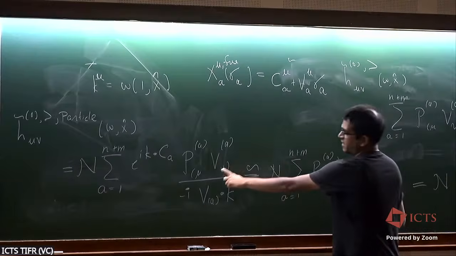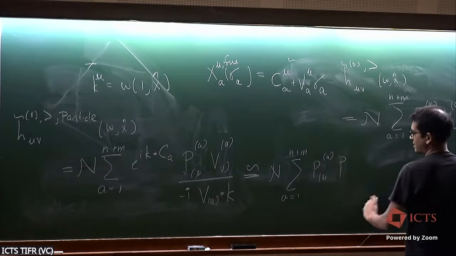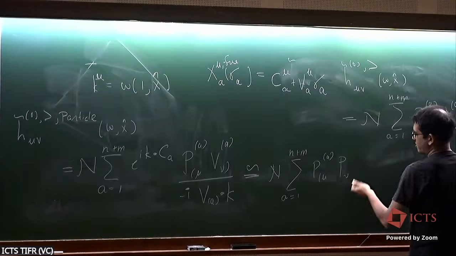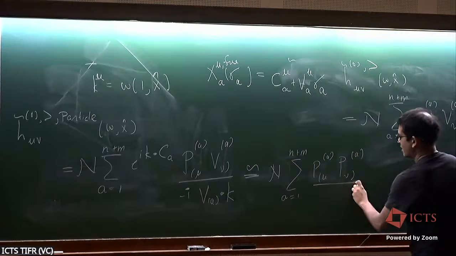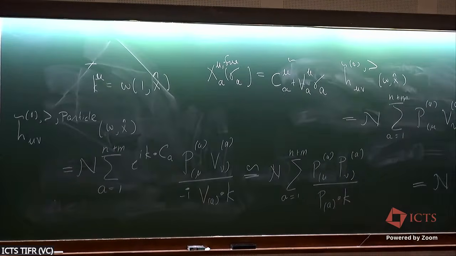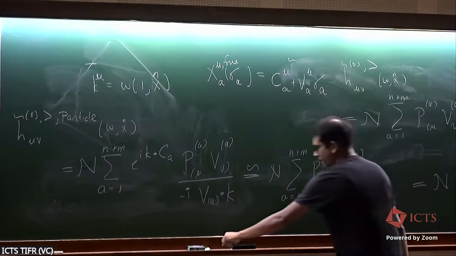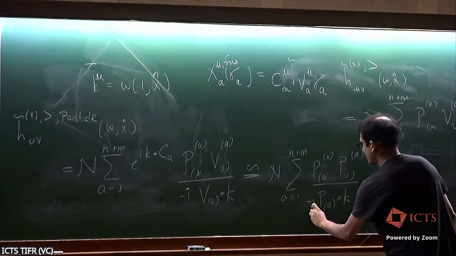But this is V, so I can replace both by P because we prefer momentum more than velocities, divided by P_A dot k. But the next term, because we want to go to one more order, is of course expanding the exponent, and that would give us, oh, there is an i here, sorry, minus i here.